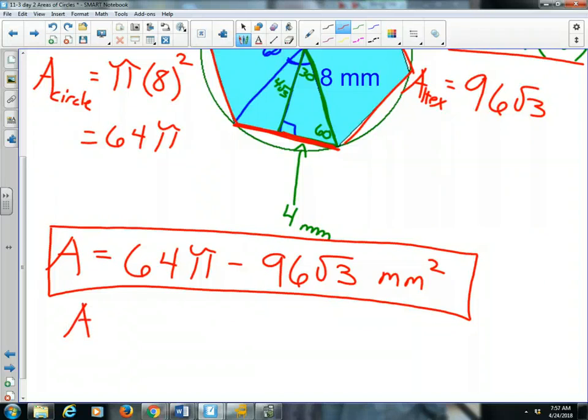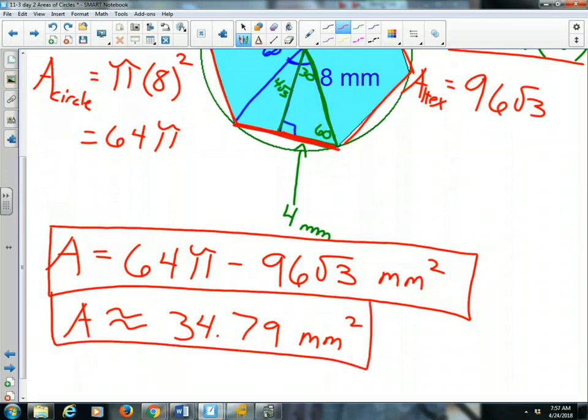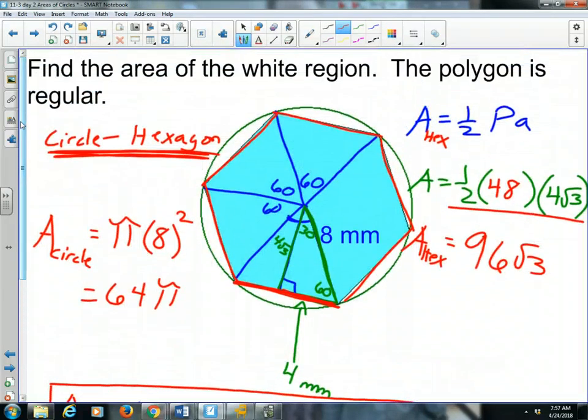So area is approximately equal to 34.79 millimeters squared. So again, let's always keep in mind what this means. There's about 35 square millimeters in all of these white regions.